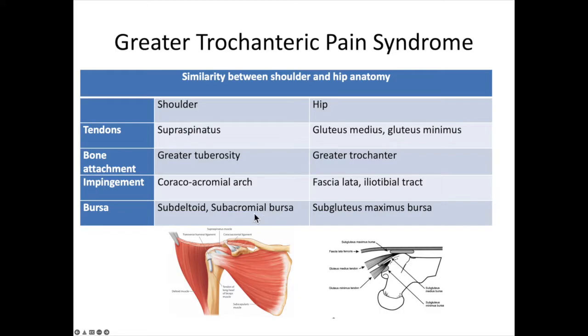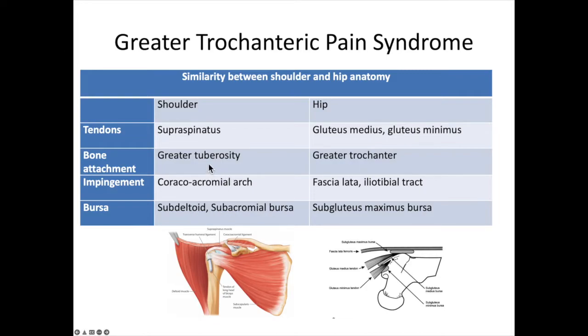Yes, they are covered by the subacromial bursa or subgluteus maximus bursa respectively, but in the shoulder we don't call it subacromial bursitis. We call it rotator cuff disease, and the same token applies here in the hip. We should just call it greater trochanteric pain syndrome. There's a lot of anatomical similarity here.